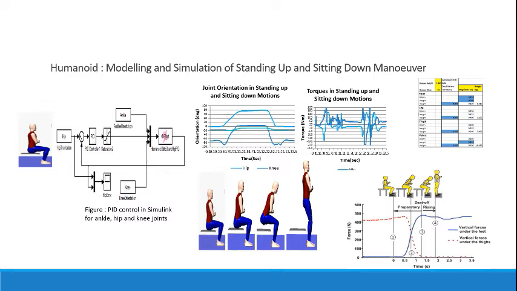So for the improvement from rehabilitation device 1, we build the model for the humanoid and also the exoskeleton, because we need to test the actuation system. Here we use electric motors, which are DC motors, for the actuation. From this slide you can see the modeling and simulation of the standing up and sitting down maneuvers. This one is only for the humanoid model.